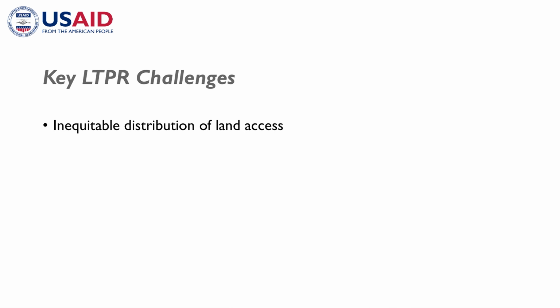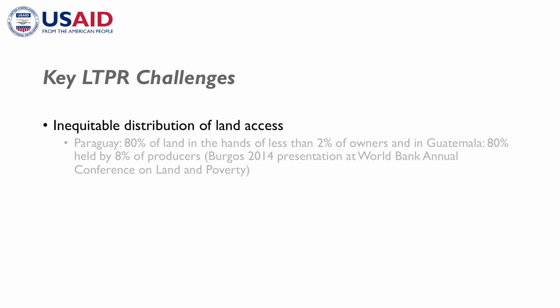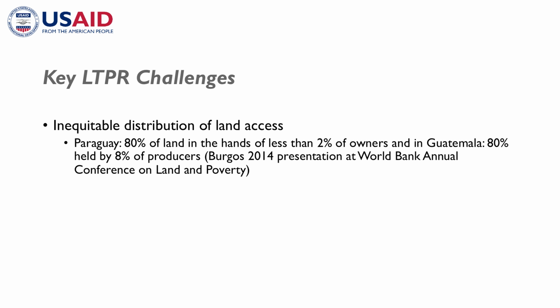Land tenure and property rights problems can lead to a variety of serious concerns on the ground. One of these concerns is the inequitable distribution of access to land. A couple of high-level bullets here. In Paraguay, 80% of the land is held by less than 2% of landowners. In Guatemala, there's a similarly skewed distribution of land ownership, with 80% of the land held by 8% of owners or producers.